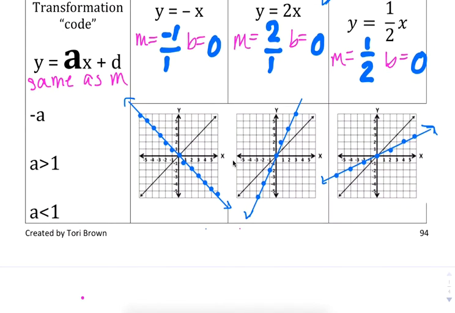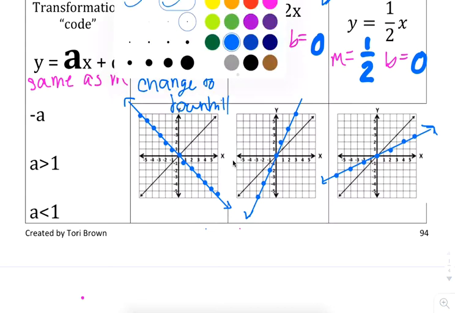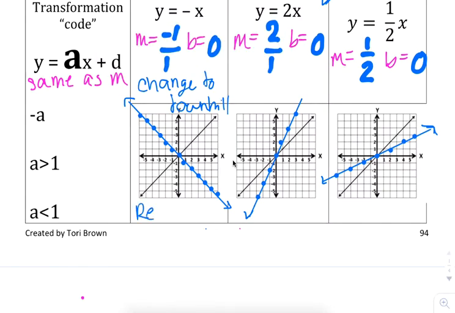Hopefully you have these 3 graphs now. If I have a negative in front of my x, what that does is it takes my slope, and instead of going uphill, now my graph is changing to downhill. So what happened with my graph? Well, we say that it reflected, let me write that down here. We say that it reflected over the x-axis.